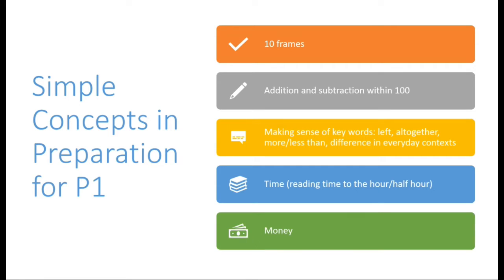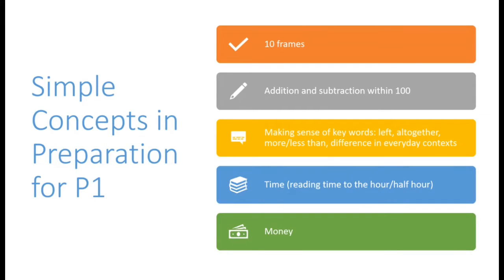And lastly, money. Money definitely is important, because they will need to have some basic money concepts when they are buying food. In primary school they will need to learn how to buy food, or even buy some items from the school bookshop. So it's definitely a good-to-have concept before entering primary 1.